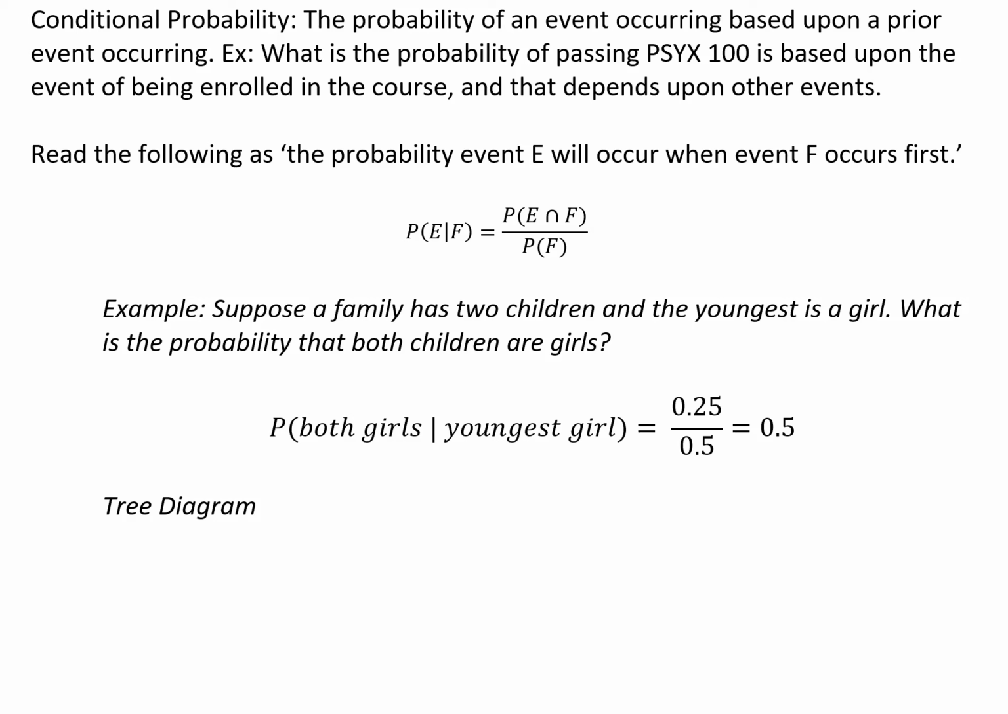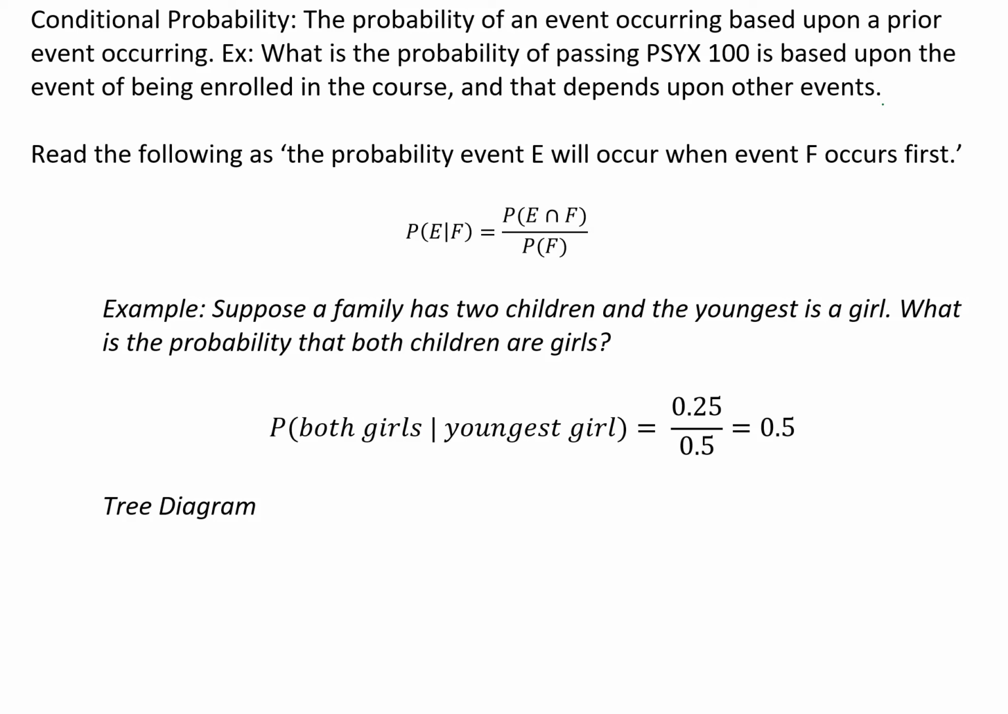So my example here is, what is the probability of passing Psych 100 based upon the event of being enrolled in the course. And that depends also on the other events of being enrolled at Helena College and having attended the classes and all sorts of things. So probabilities are not always simple black and white. Like when you roll a dice, you know you only have 1 out of 6 chances and each number has an equal likely chance of occurring. In life, it's usually more complex than that.